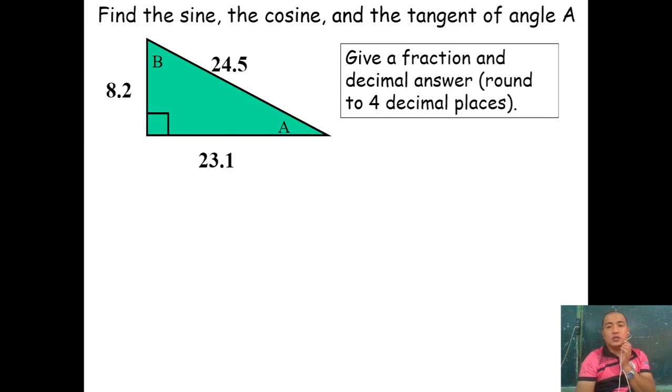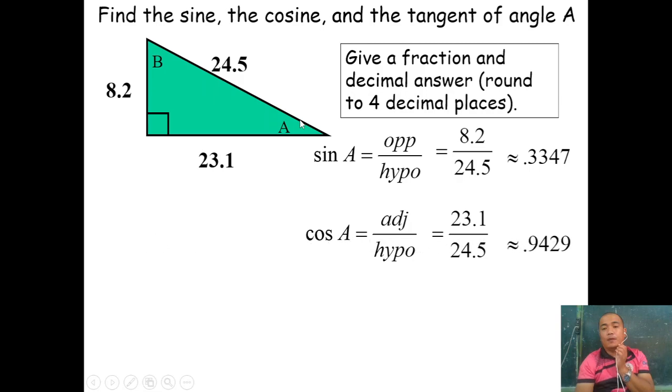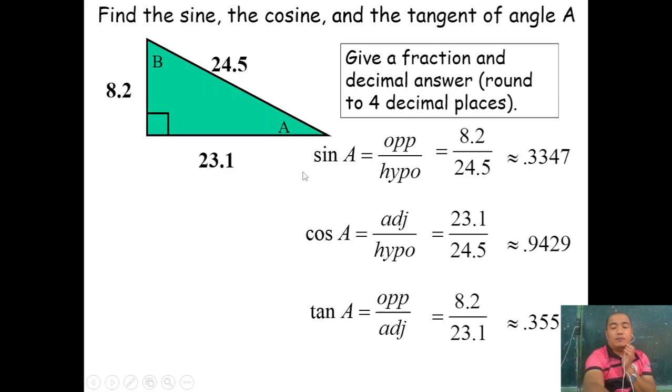Find the sine, the cosine, and the tangent of angle A. Give a fraction and decimal answer, rounded to 4 decimal places. The legs are 8.2 and 23.1, while the hypotenuse is 24.5. Find sine A: SOH CAH TOA, opposite over hypotenuse. The side opposite of angle A is 8.2, so 8.2 over 24.5, which is 0.3347 using your calculator. Cosine A is adjacent over hypotenuse, 23.1 divided by 24.5, which is 0.9429. And tangent A is opposite over adjacent, 8.2 divided by 23.1, which is 0.3550.